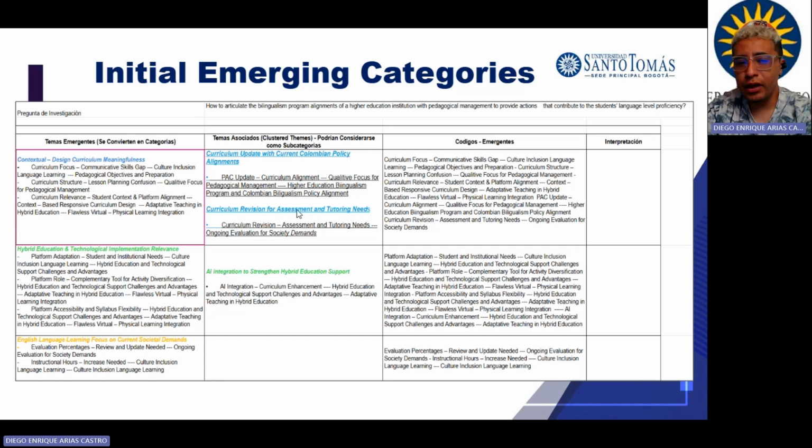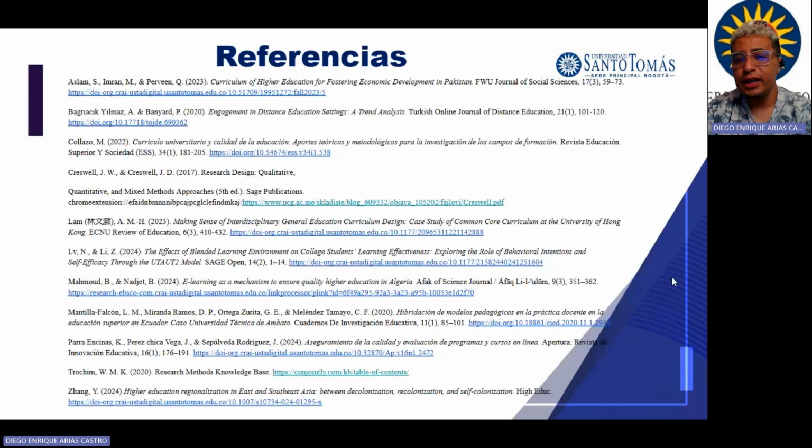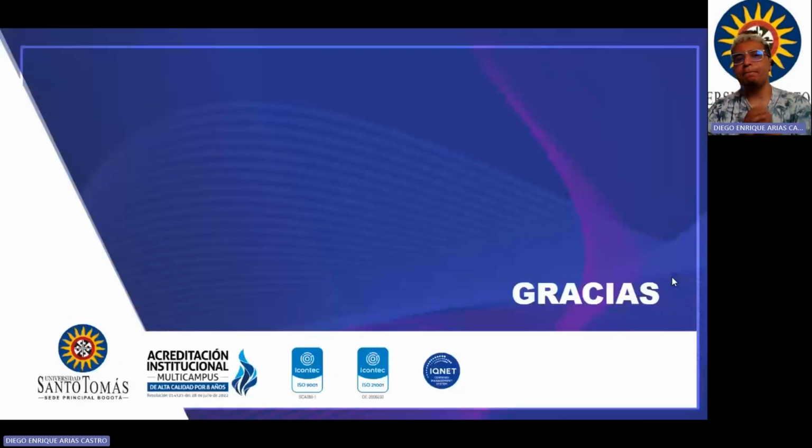We have some associated themes or subcategories possible, and some emerging codes to form categories. It's important to clarify one more time that we're in the process of analyzing the rest of the data we got from the instruments.